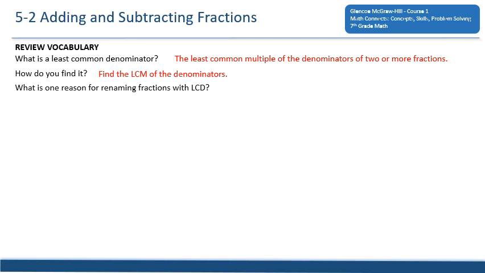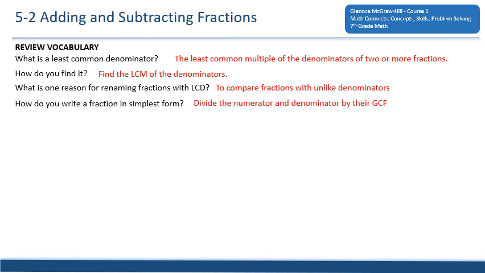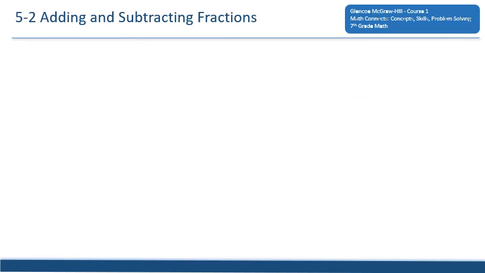What is one reason for renaming fractions with least common denominators? To compare fractions with unlike denominators. How do you write a fraction in simplest form? Divide the numerator and denominator by their GCF, or greatest common factor.